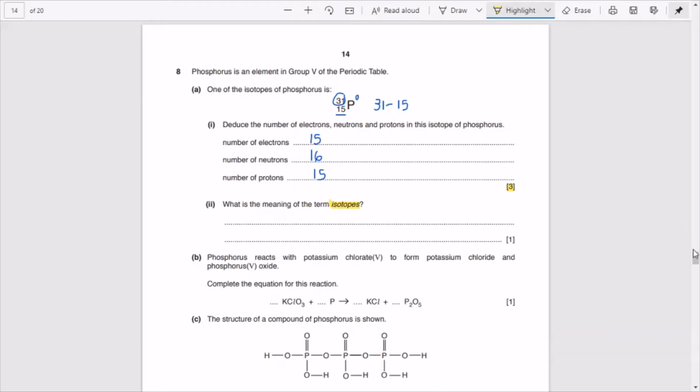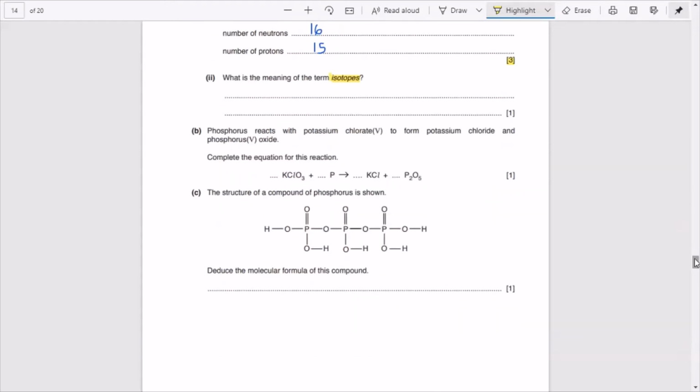Now moving on to part B. Phosphorus reacts with potassium chlorate(V) to form potassium chloride and phosphorus oxide. Complete the equation for this reaction. So part B of this question is about balancing.